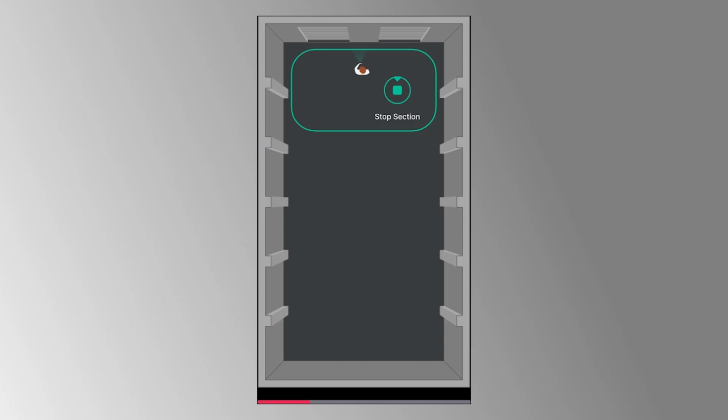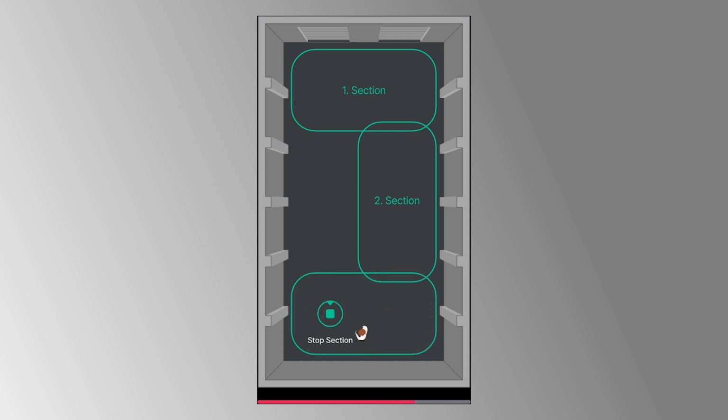Start the scan of the next section by using the endpoint of your first scan. This action tells the Metaroom app that you are continuing the scanning process in a new area of the large space. Repeat the scanning process for each section of the space, stopping between each partial scan before moving on to the next.